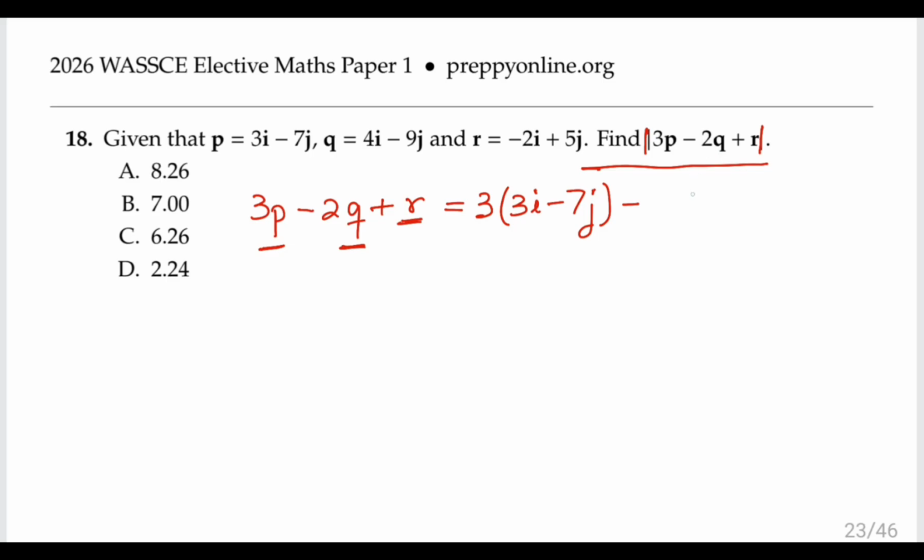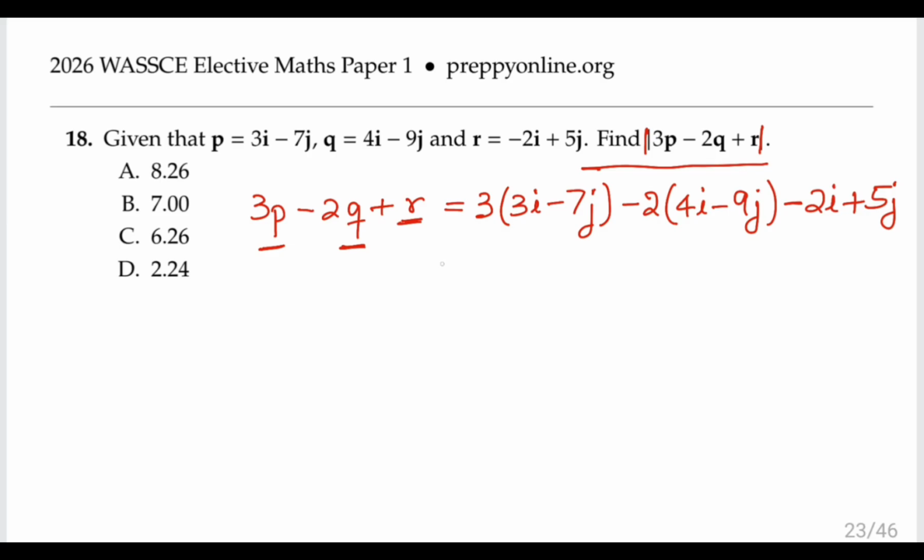Minus 2q. So minus 2q is 4i minus 9j. And we have plus r. So what is r? r is minus 2i plus 5j.